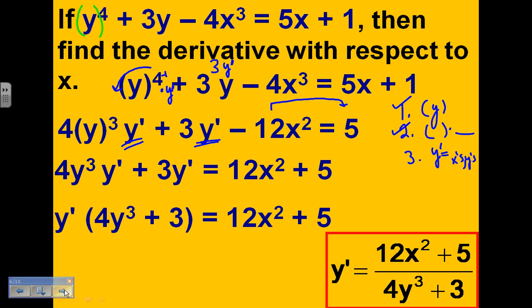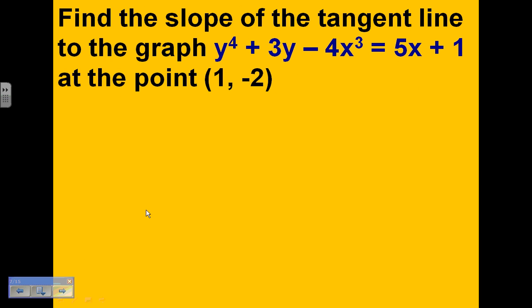All right. Let's try another one, shall we? Find the slope of the tangent line to the graph y to the fourth plus 3y minus 4x cubed equals 5x plus 1 at the point (1, -2). Does anybody notice anything familiar about this equation? Yep. We just found the derivative.